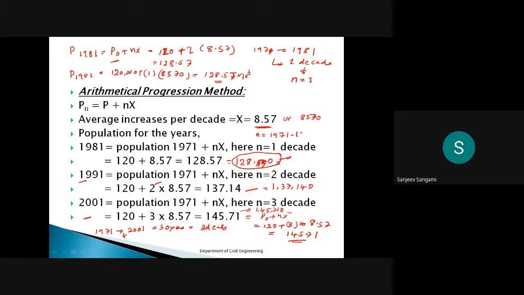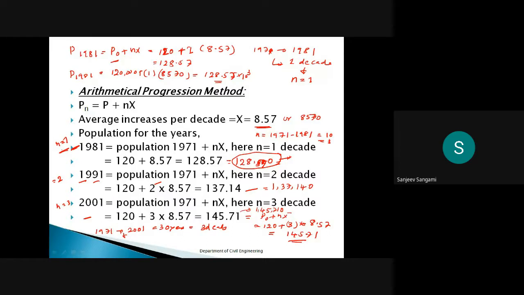From 1971 to 1981, it will be 10 years, that is 1 decade. Suppose I want to calculate it for 1991, then n will become 2. Why? It will be from 1971 to 1991, which is 20 years, so the decades will be 2. Here n will be 3, here n will be 2, here n will be 1. Like that, we already calculated.